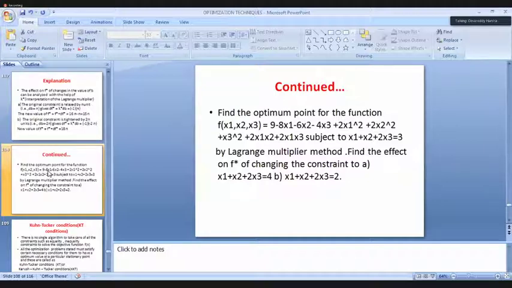Find the optimum point for the function. I'll read it. f of x1, x2, x3 is equal to 9 minus 8x1 minus 6x2 minus 4x3 plus 2x1 square plus 2x2 square plus x3 square plus 2x1x2 plus 2x1x3, subjected to one constraint x1 plus x2 plus 2x3 equal to 3, by Lagrange multiplier method, and find the effect on f of changing the constraint to 4 and to 2.